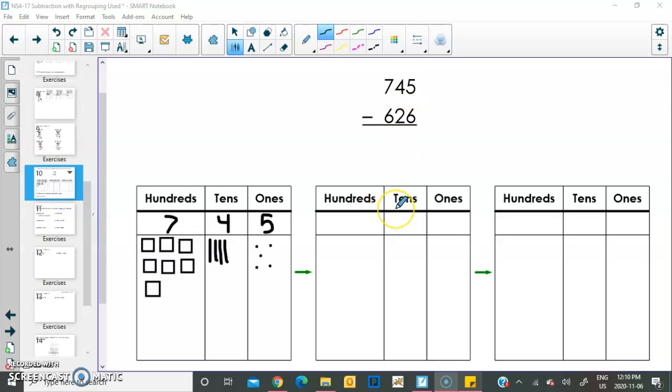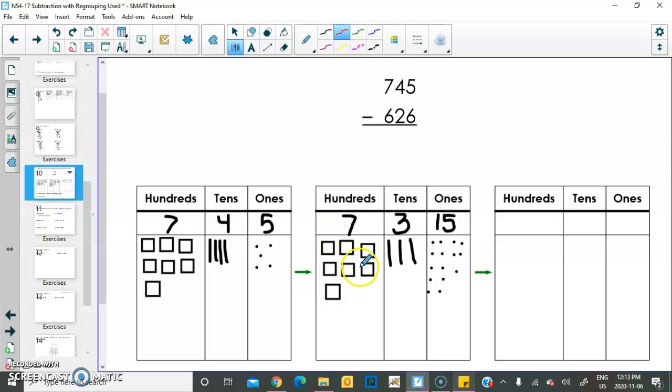So what is 4 minus 1? Good, 3. And what is 5 ones plus 10 ones? Good, 15. And the hundreds stays the same. We didn't have to regroup the hundreds this time. So now I want you to draw base 10 blocks for the hundreds, tens, and ones. I have 7 hundreds blocks, 3 tens blocks, and 15 ones blocks, okay?